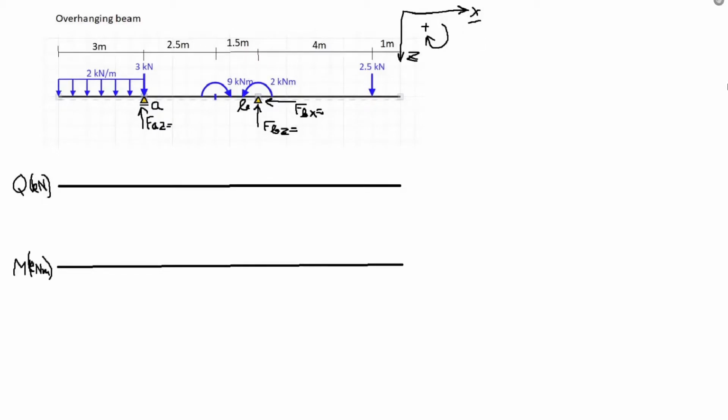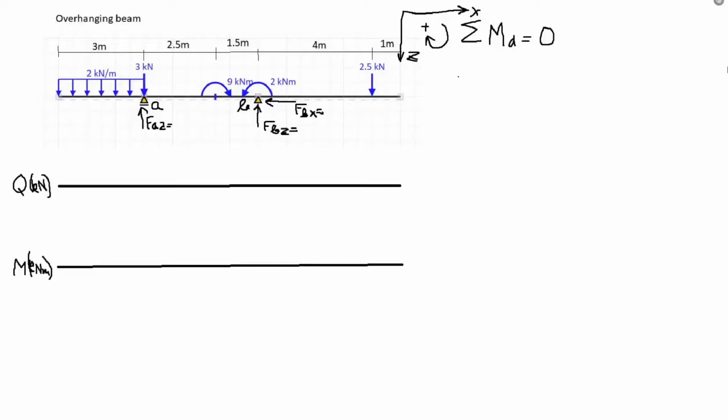First of all, we can see that the FBX reaction force is equal to 0 because we have no horizontal loading. Now let's calculate the moments at point A to calculate the vertical reaction force FBZ. So the sum of moments at point A is equal to 0 in order for this structure to remain stable.